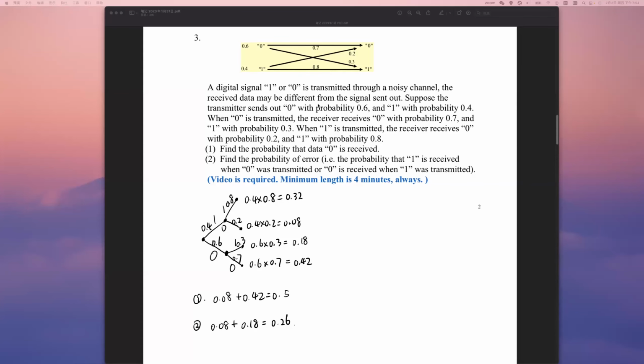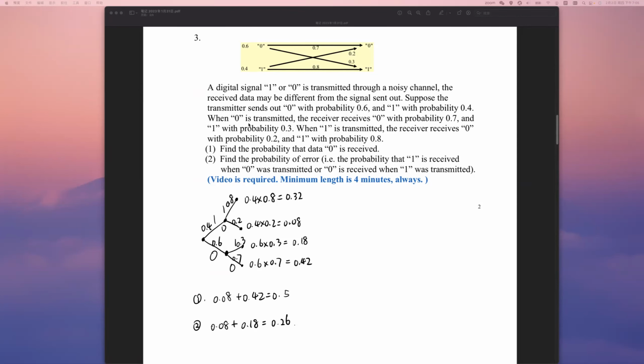So for this problem, my idea is to draw a tree. According to the question, a digital signal can transmit 1 or 0. Suppose the transmitter sends out 0 and it has probability of 0.6. So I write 0.6 here with when 0 is transmitted, and the probability of transmitting 1 is 0.4, so I write 0.4 here with transmitting 1.